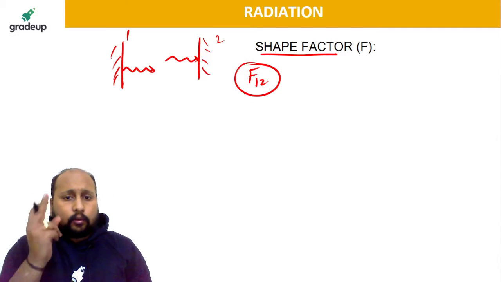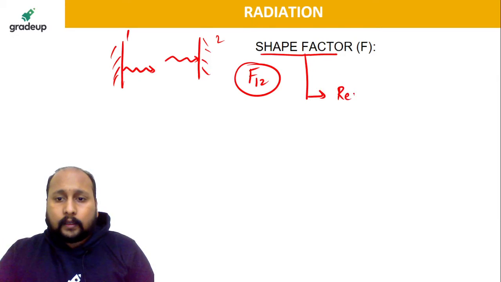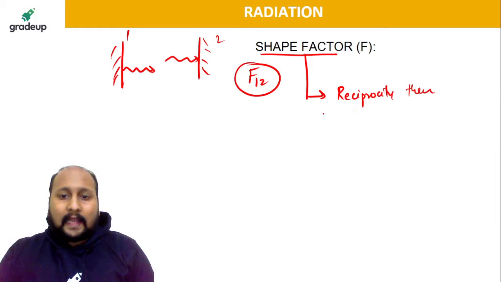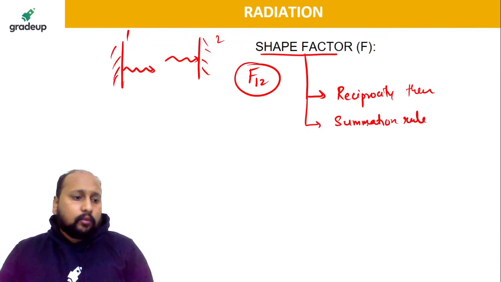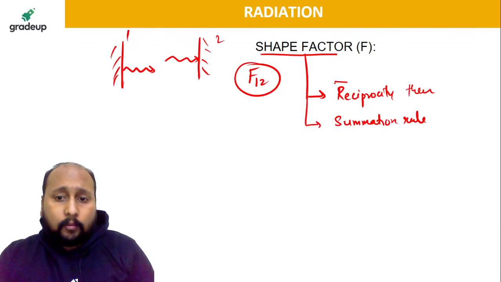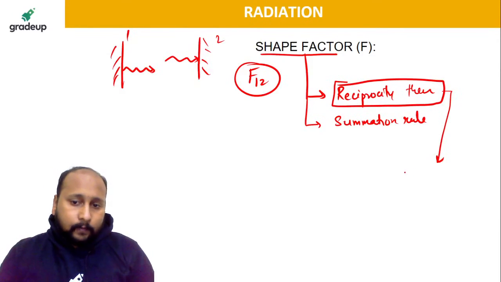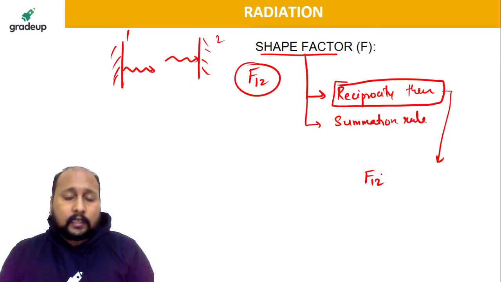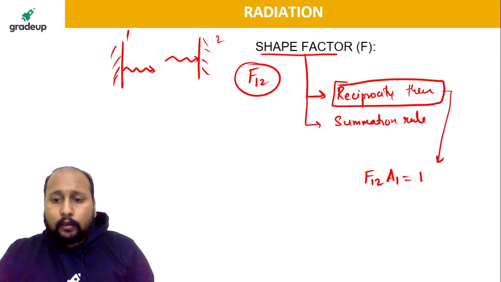Under the shape factor, two theorems you have to remember. One is the reciprocity theorem, and the second one is the summation rule. These two theorems are very effective and very important. The reciprocity theorem is applied between two surfaces. That means F12, the shape factor from surface 1 to 2, into the area A1 is equal to the shape factor from 2 to 1, F21, into the area A2.